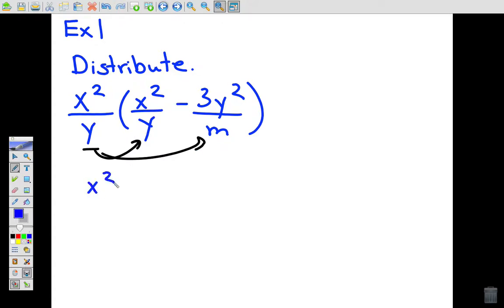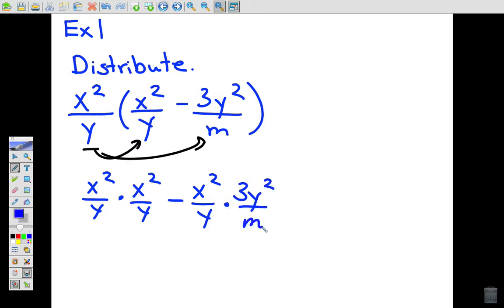So you have x squared over y times the x squared over y inside minus, now distribute again, times the 3y squared over m. Now what we do is we're going to simplify the top and the bottom in each of these. So I'm going to kind of color code this. So in the top, let's see, x squared times x squared is x to the 4th. Now simplify the bottom. y to the 1st times y to the 1st is y squared.